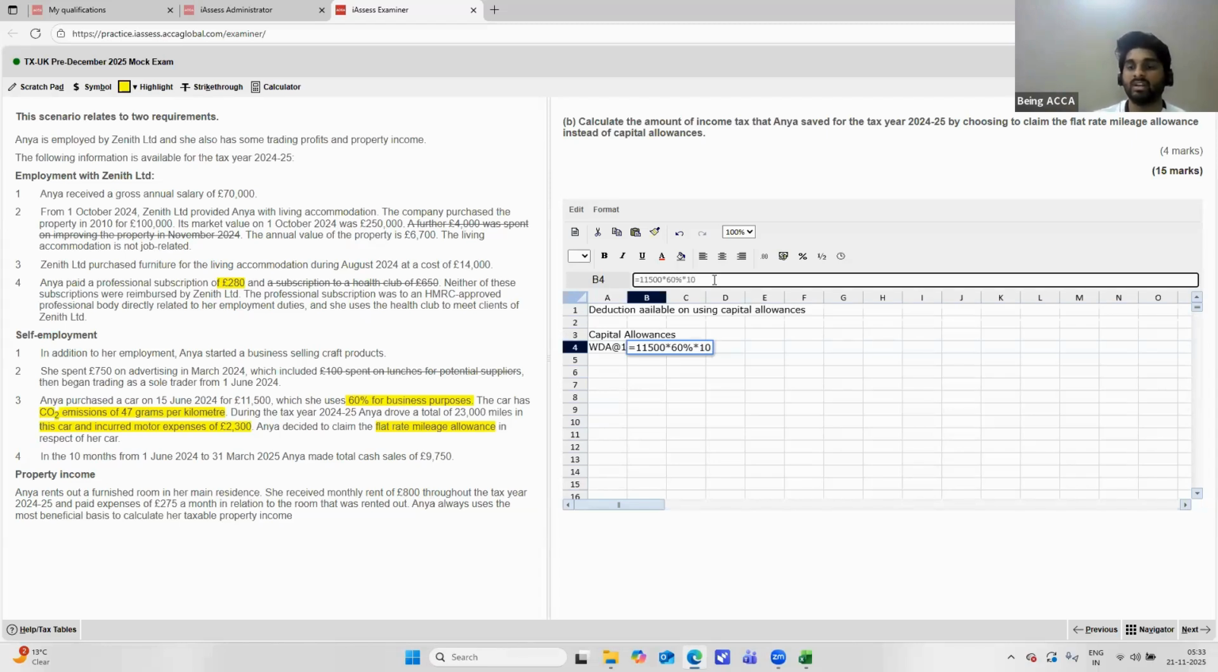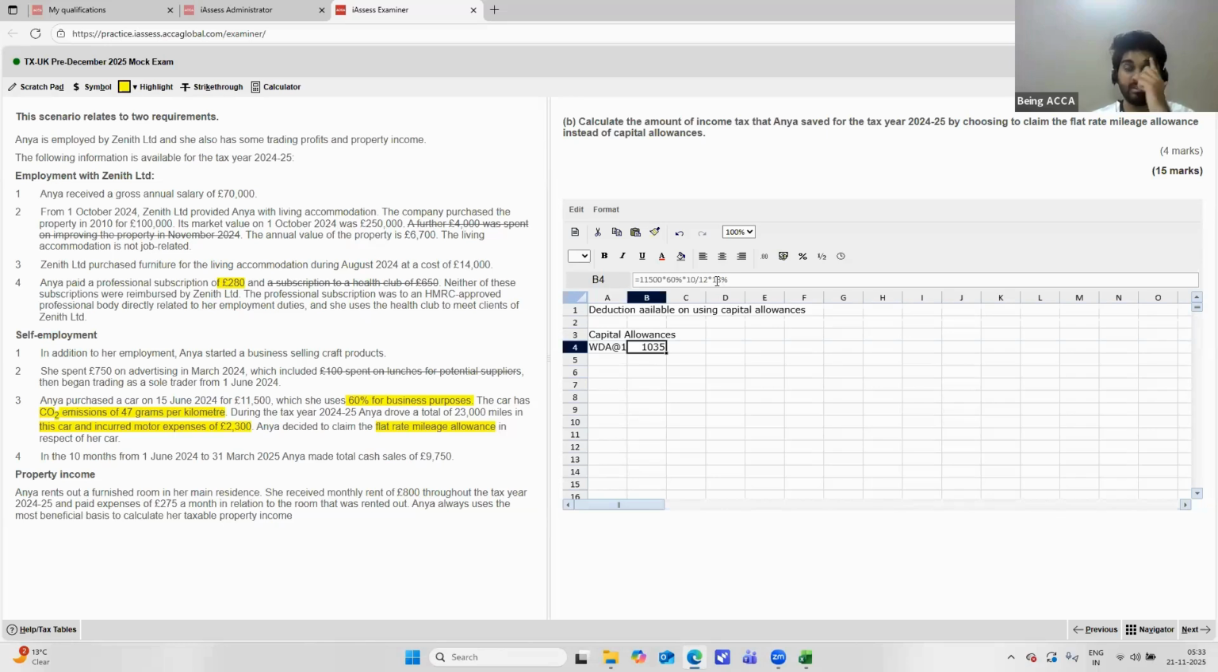So this should be divided by 10 by 12, giving us a total of into 18%, making it a total of 1035. All right, because 18% is the WDA available on 60% of usage of the car for 10 months. That is how we have calculated the WDA.